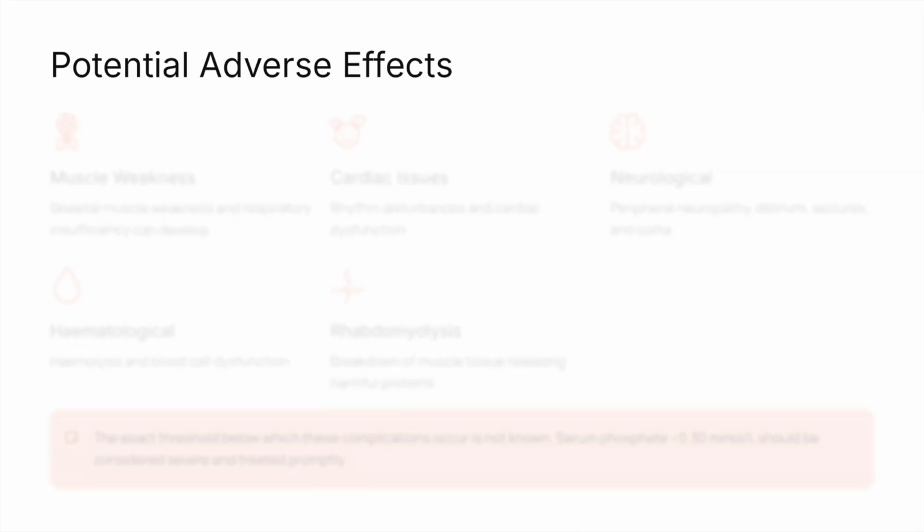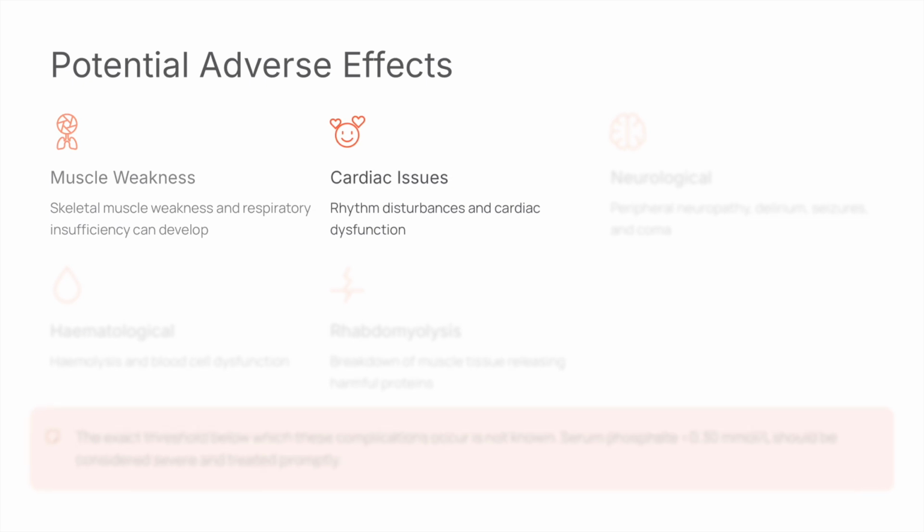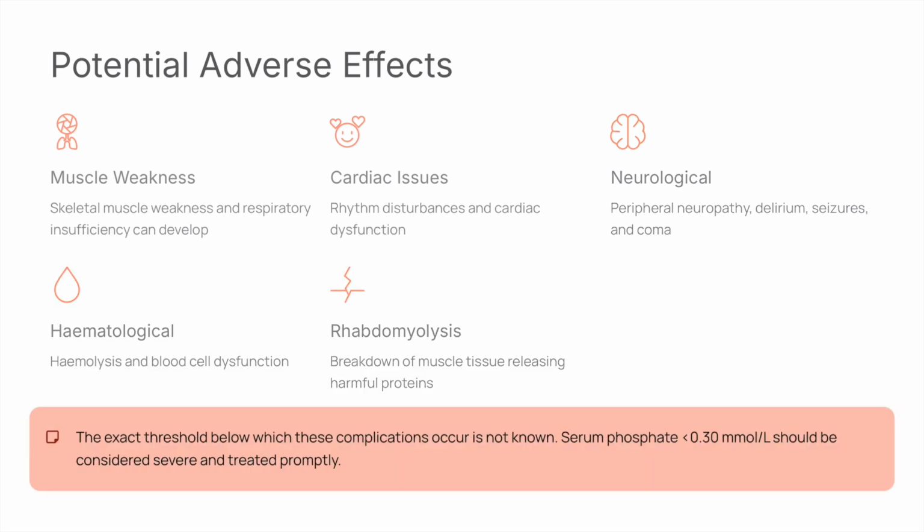So what are the complications of severe hypophosphatemia? You can have muscle weakness, which is predominantly the most important thing. The next is cardiac issues. You can have neurological problems like neuropathy, delirium, seizures, coma, hematological problems, and rhabdomyolysis. The exact threshold below which these problems occur is not really known, but definitely if the levels are less than 0.3 millimoles per liter, do treat it.